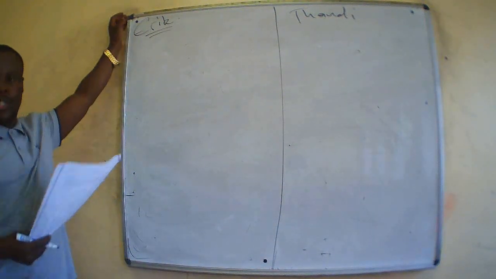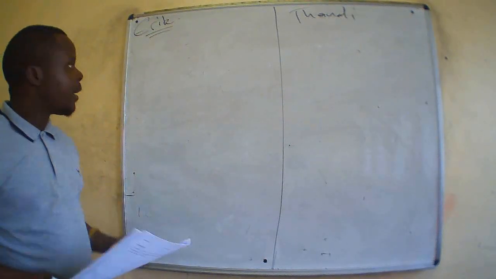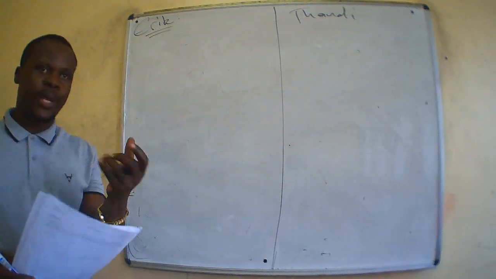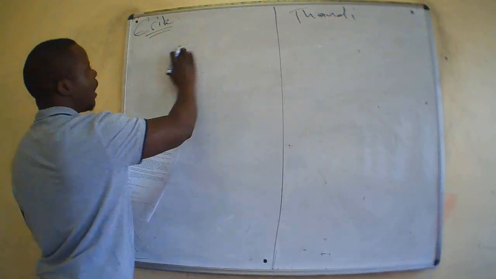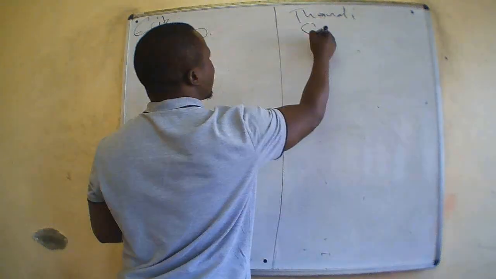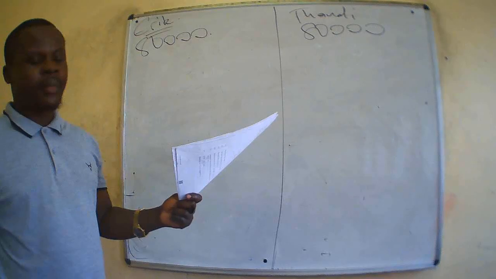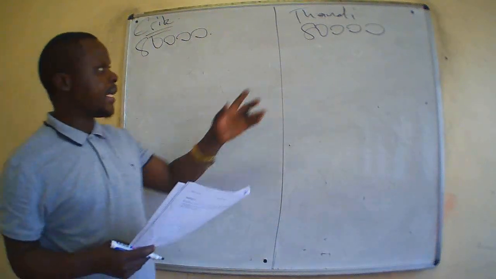These people, they want to go on a holiday. They both want to have 80,000 after a certain period of time. So in this case, for Eric, let's start with Tandy.